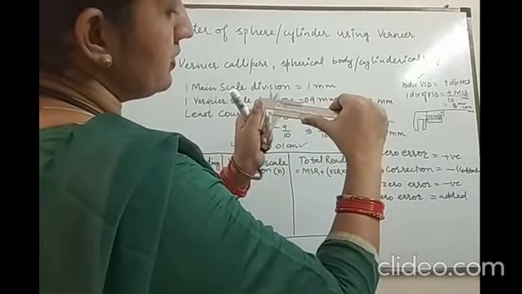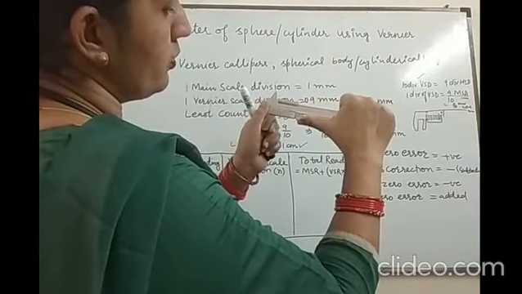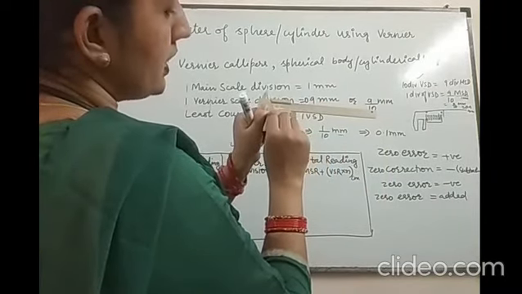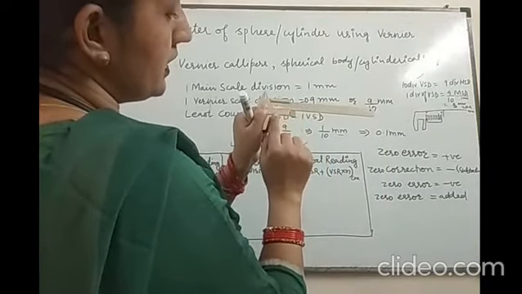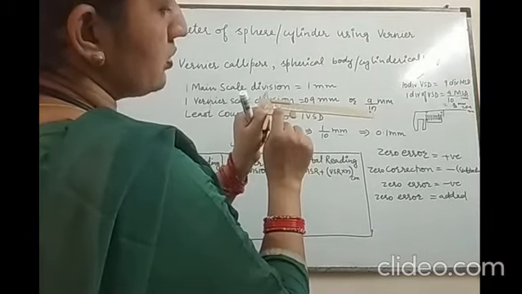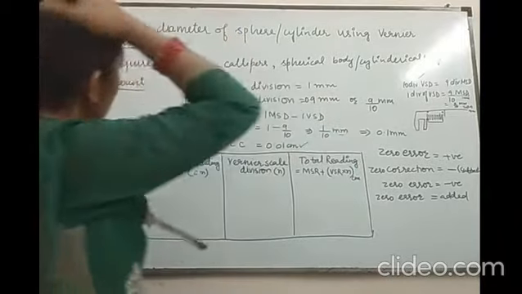If this is visible to you, you can see here these are the 10 divisions 0 to 1, and if you coincide 0 of both these scales, then what you observe is that the 10 divisions on the vernier scale, the lower scale, are equal to the 9 divisions on the main scale.